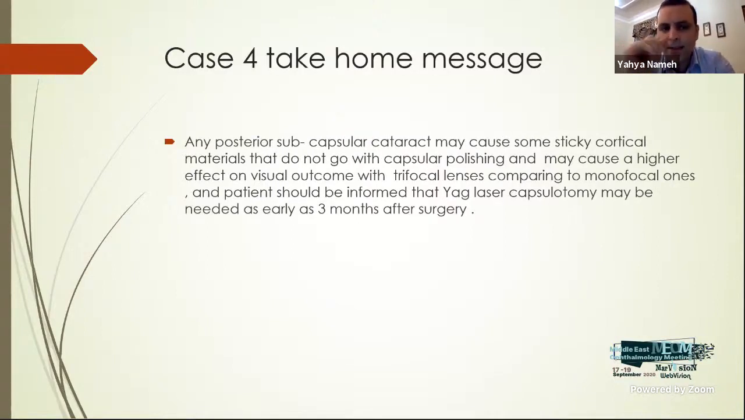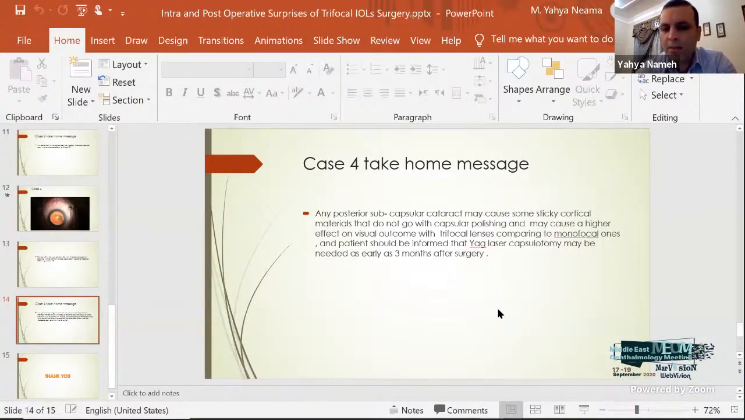The take-home message from this case: any posterior subcapsular cataract may have sticky cortical material that doesn't go with capsular polishing and may have a higher effect on the visual outcome with trifocal lenses compared to monofocal ones. The patient should be informed that YAG laser capsulotomy may be needed as early as 3 months after surgery. Thank you.